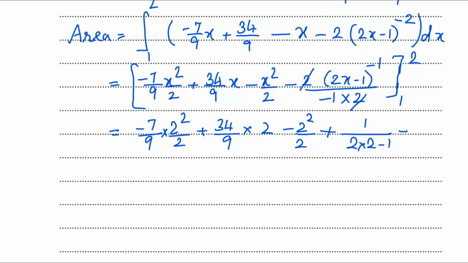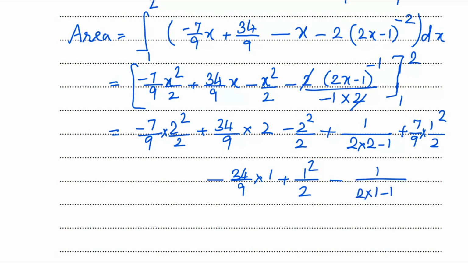Negative 7 over 9 will become positive, and 1 square divided by 2, minus 34 over 9 times 1 plus 1 square over 2 minus 1 over 2 times 1 minus 1.